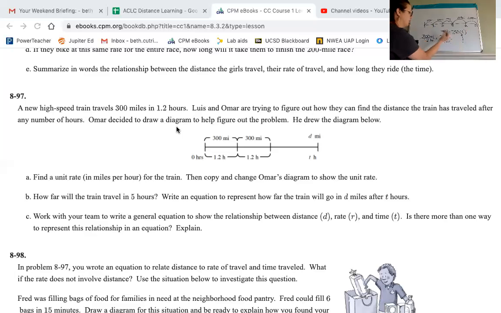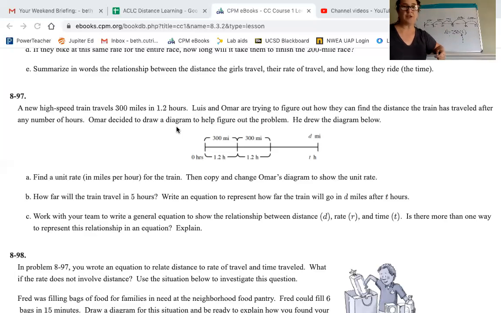So if you are going on your train for an hour, you're going to plug a 1 in there and you're going to get 250. So 1 times 250 is 250. If you're going 2 hours, you're going to plug a 2 in there and you're going to get 500. If you're going 3 hours, you're going to plug in a 3 and you're going to get 750. 4 hours, you're going to get 4 times 250, which is 1,000 miles. And 5 hours, you're going to get 1,250 miles.